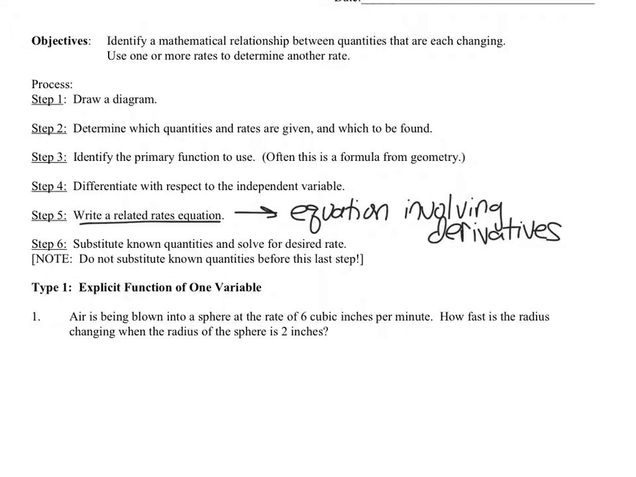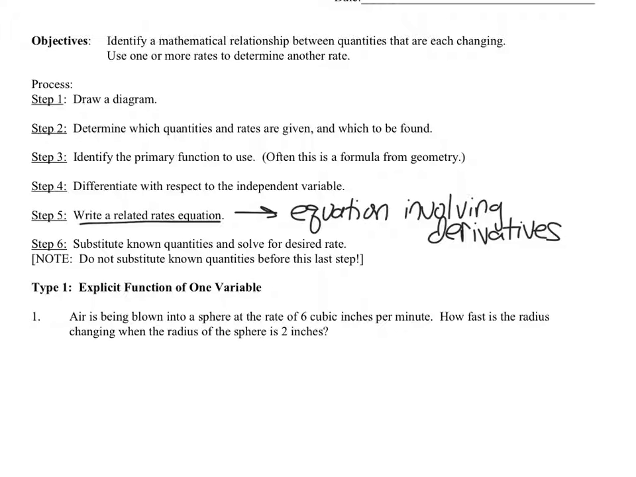Step 6, substitute known quantities and solve for the desired rate. So that's the part where you take the numbers, you plug them in, and get an answer. You don't want to make any substitutions too early in the process, because anytime you substitute a number in and then take the derivative, you're going to get 0 as a result, if it's a variable quantity. If it's something that's constant, its derivative should be equal to 0, and at that point it wouldn't matter if you plugged the number in or didn't. So it's just a question of when is it appropriate to substitute a number in and when is it not. We'll cross those bridges when we get there. Do not substitute known quantities before this last step.